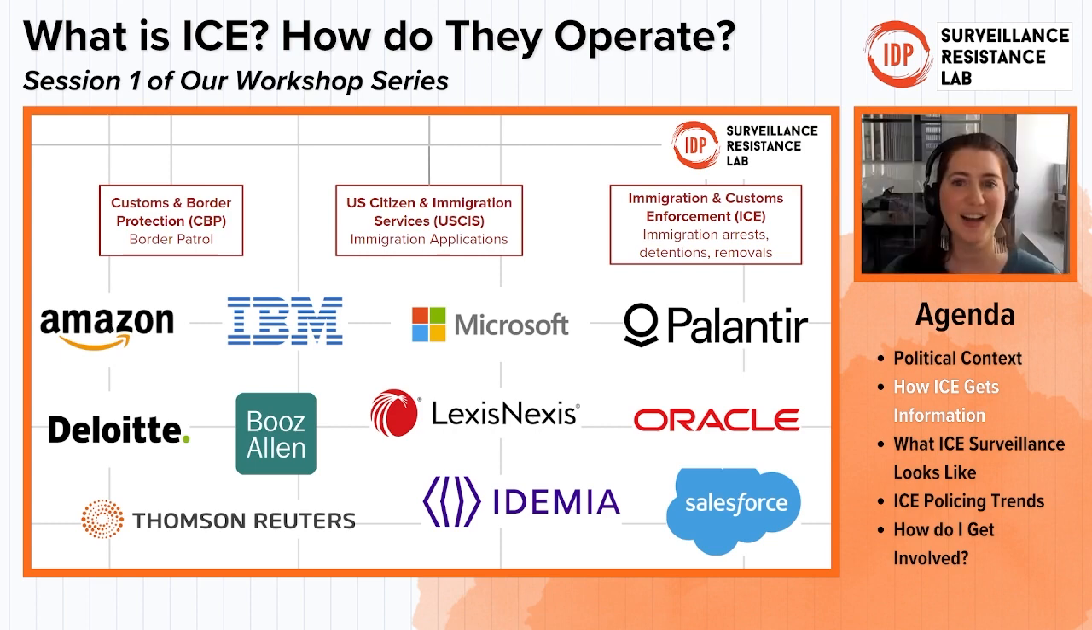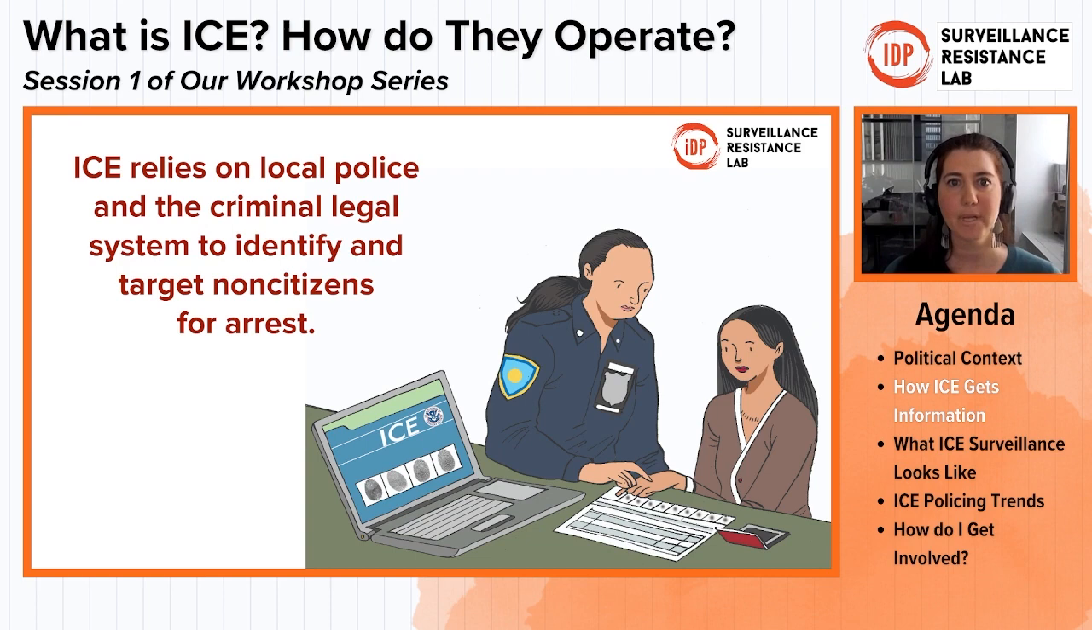Thanks, Allie. Okay, we can go to the next slide. So like Allie mentioned, ICE can't do this alone. They can't target non-citizens on their own without relying on the other agencies within the Department of Homeland Security, without relying on some of the corporate partners that Allie highlighted, and without relying on local police and the criminal legal system as a way to identify and target non-citizens for arrest.